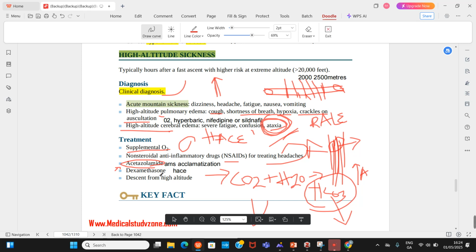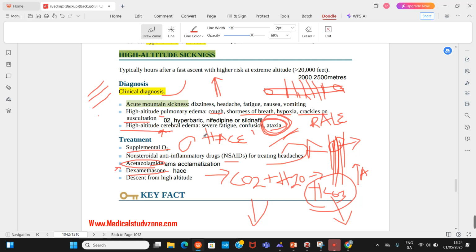Now, some people can take dexamethasone, and the idea behind taking it is very important for high altitude cerebral edema, because you want to stabilize the blood-brain barrier, you want to limit the vasodilation, and you want to reduce the inflammation there so that they are not going to have cerebral edema. So dexamethasone is very good for HACE.